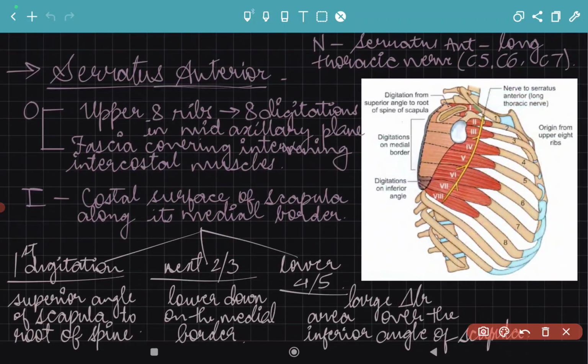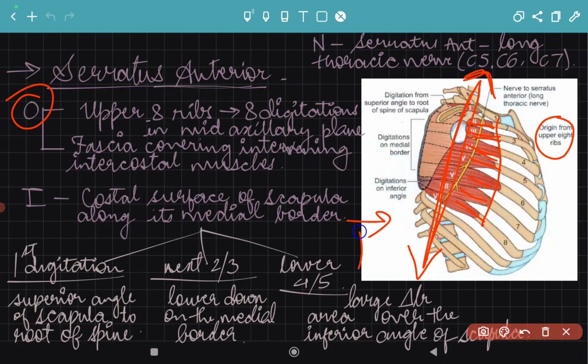Next, moving on to serratus anterior. So serratus anterior, where does it originate from? It will come from upper 8 ribs as 8 digitations. So it will come, as can be appreciated in this diagram. So origin is from upper 8 ribs, as it gives those 8 digitations which are in mid-axillary plane.